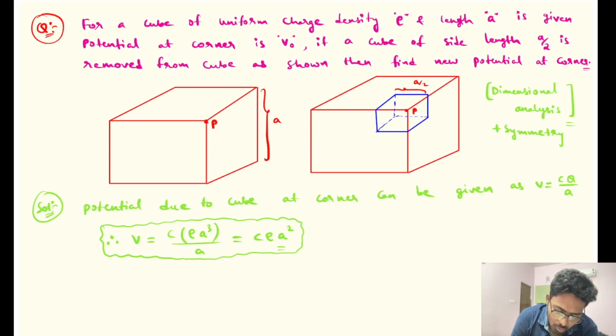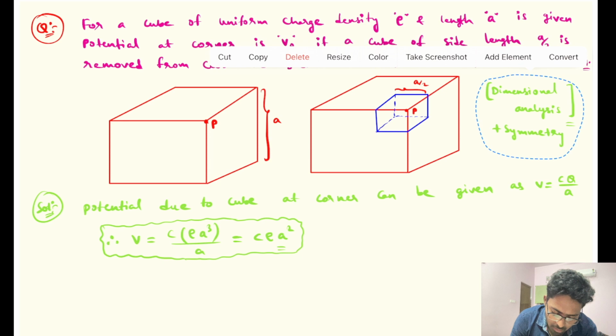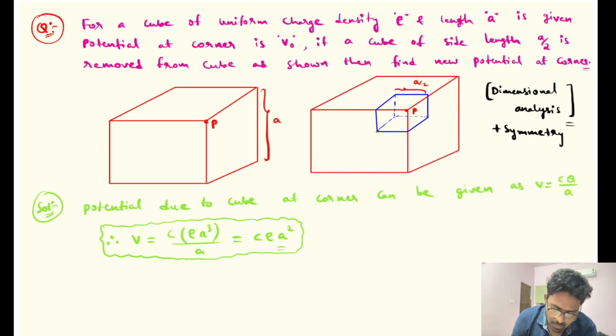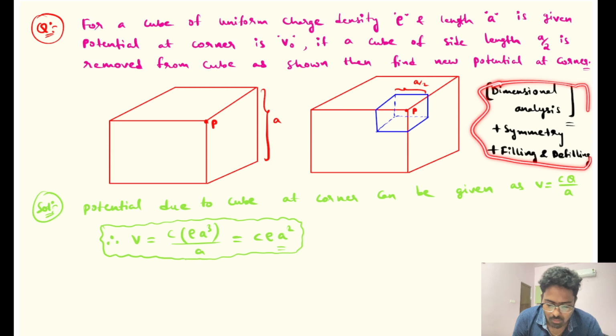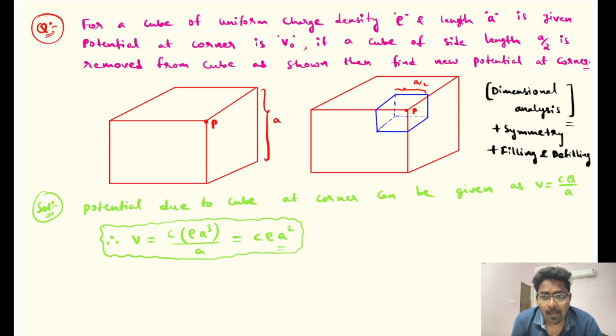I am writing one more concept. These are the concepts that are required to solve this question. Let me change this color so that you understand. I need one more concept here. Whenever there is removal of mass from a known or symmetrical shape, and they ask us to find something, then you're going to use one more concept called filling and defilling. So the concepts required to solve this question are dimension analysis, symmetry, and also filling and defilling.